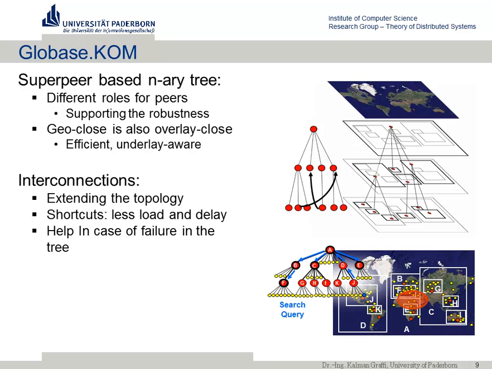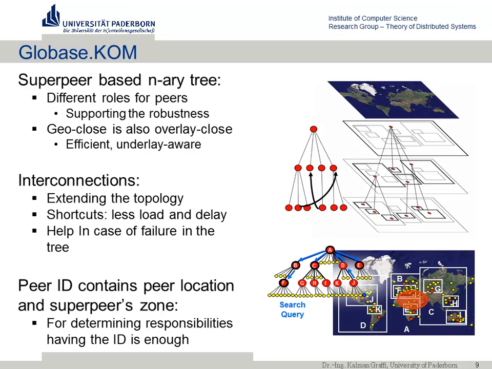And the interconnections, these are the links. So you have this typical tree structure, which is also defined by the position of the peers. But to not only have these single connections to your father node, you also have so-called interconnections, which extend the topology and help to improve the routing. Okay, so the main idea is that a peer ID also represents where you are located and who your father node is. And according to these three points, you will see in the next slides how Globase works.